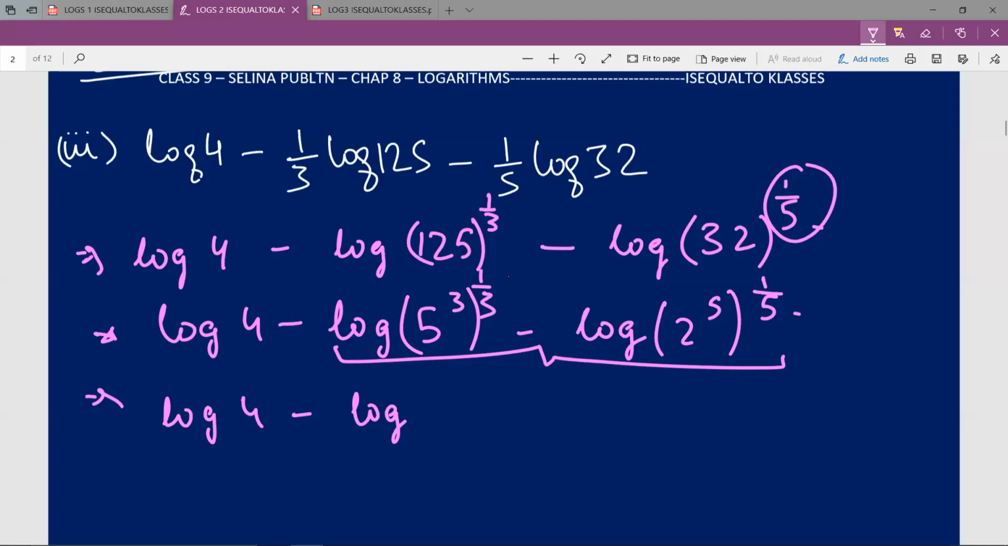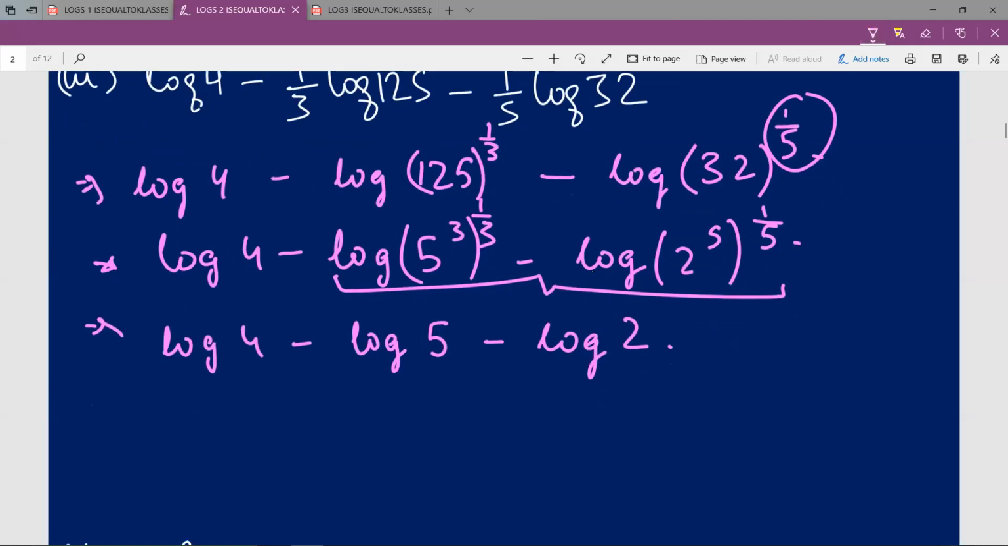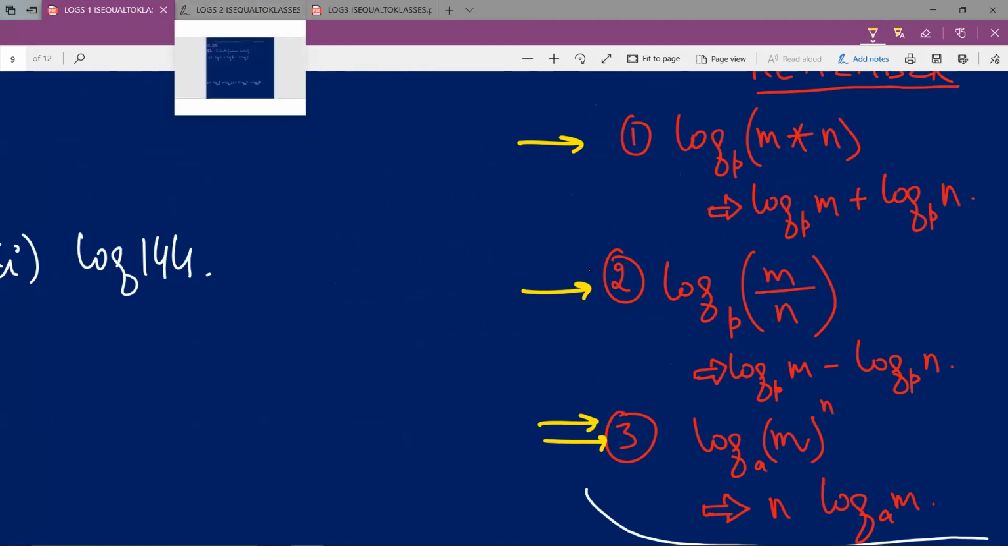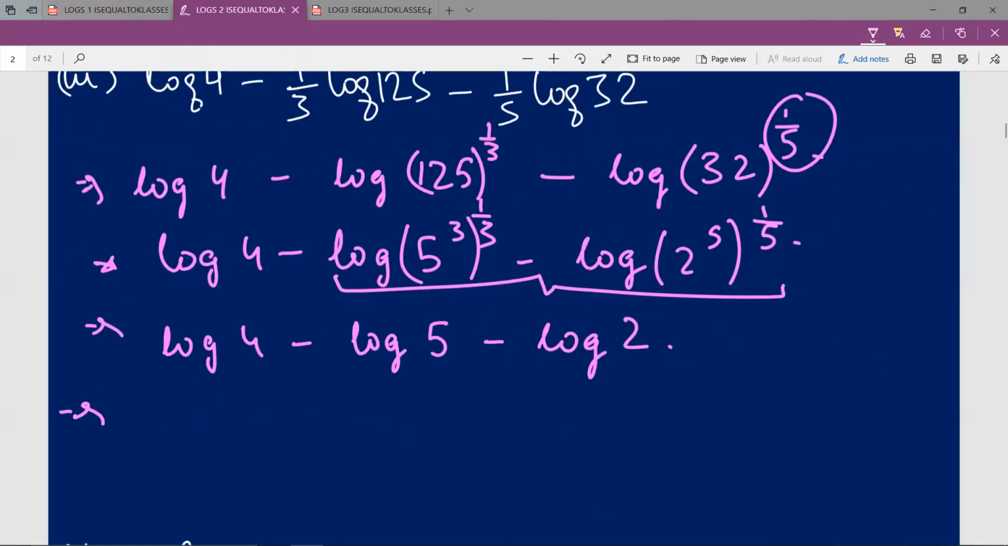And therefore, 5 to the power 3 into 1 upon 3 can be written as 5, minus log of 2 raised to the power 5 into 1 upon 5, which can be written as log 2. So I'll scroll down a bit. And now applying the second law, I'll apply the second law in the second last step. So I'll try to conjure this up in one log formation.